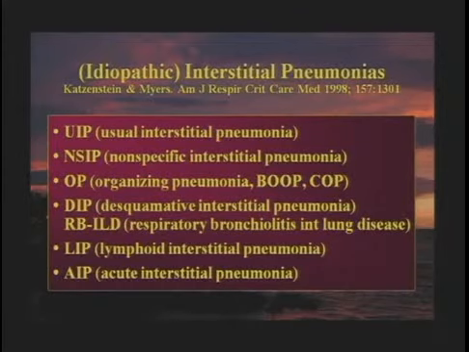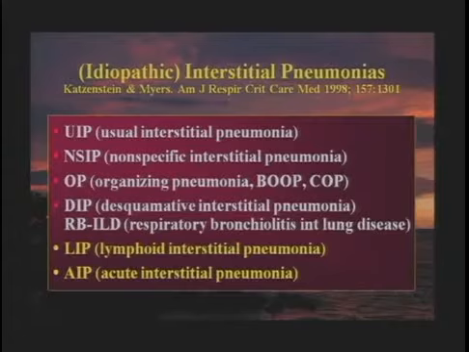These are UIP, usual interstitial pneumonia, NSIP, nonspecific interstitial pneumonia, OP or organizing pneumonia, DIP, desquamative interstitial pneumonia, quite similar to another entity termed respiratory bronchiolitis, interstitial lung disease, and then LIP, lymphoid interstitial pneumonia, and AIP, acute interstitial pneumonia. Now, the first four of these are common, and we see these first four on a regular basis in our clinical practice. The last two are not so common.